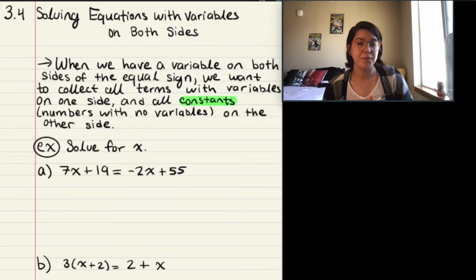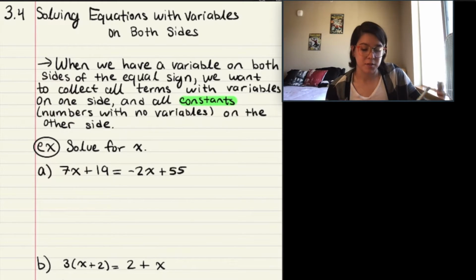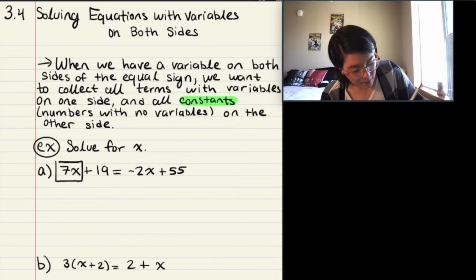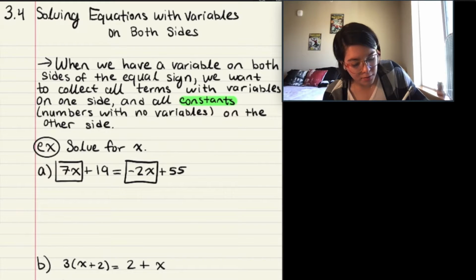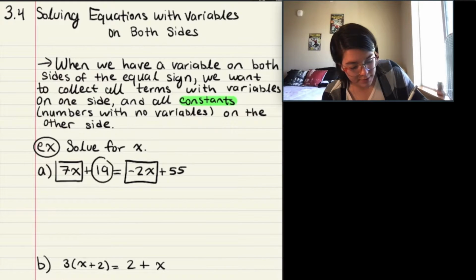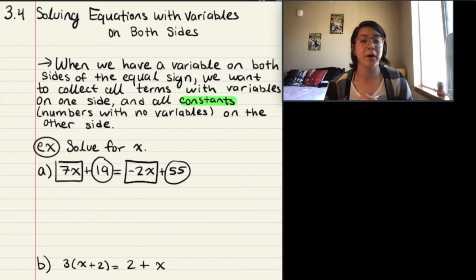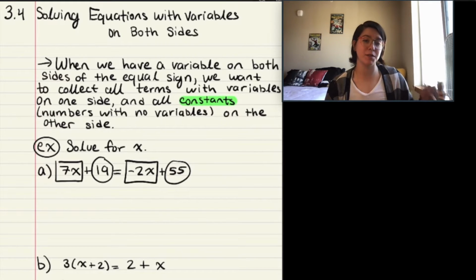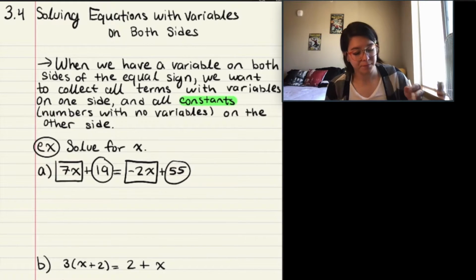What I like to do is box all of my x terms. So we'll box these guys, our 7x and our negative 2x. And then I'll circle our constants, so I'll circle 19 and 55. Now our goal is to get all of the x terms on one side of the equal sign and all of our constants on the other side. I normally like to keep my x's on the left side, but you can choose anything you want. You can put your numbers on the left and your variables on the right, or vice versa.